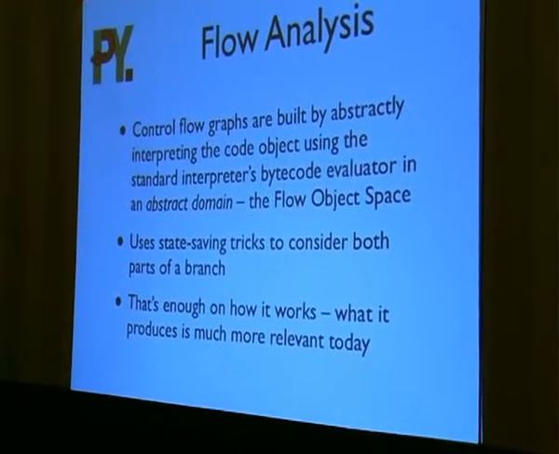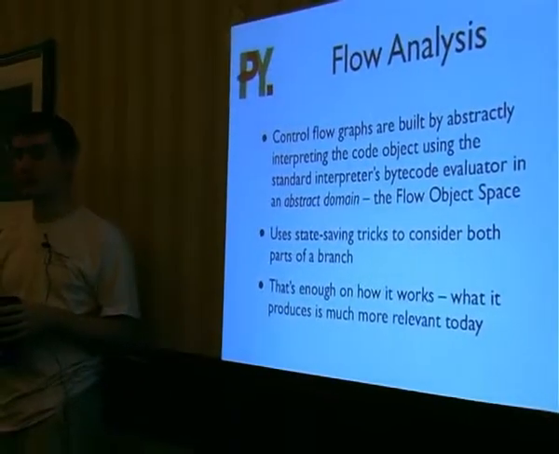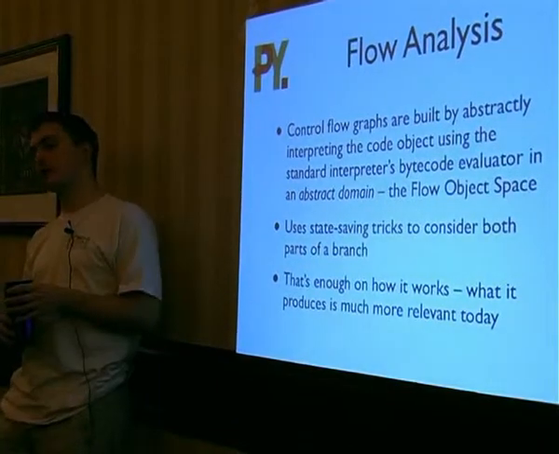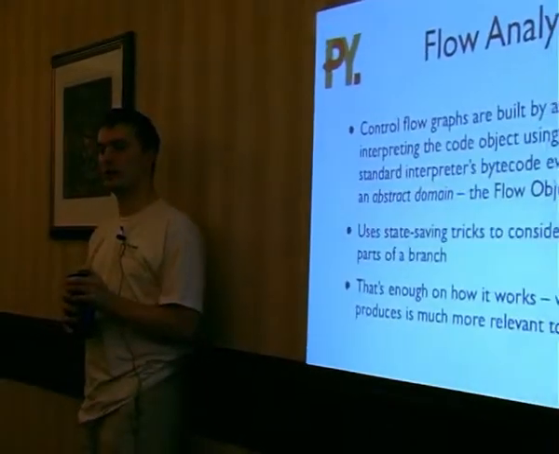So a little bit more about each step in that graph. Right, so there's some babble on the first point here. Control graphs are built by abstractly interpreting the code object using the standard interpreter's bytecode evaluated in abstract domain, the flow object space. And it's quite clever, but as Samueli says, if you need to work on it, you look at it, you understand it, you do your work, then you forget it again. It's stable, it works, we don't really deal with it anymore. The only reason for mentioning it is that the output permeates through the entire rest of the program.